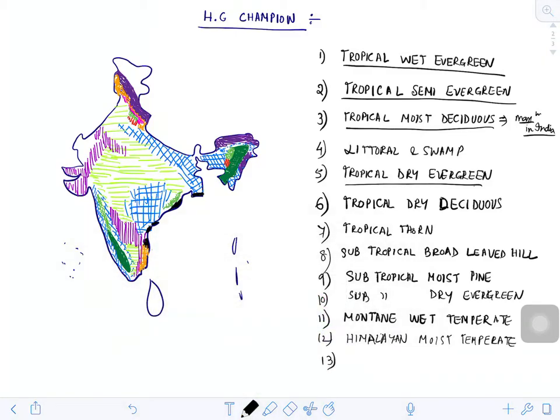Next we have Himalayan dry temperate. It's quite little, just there.